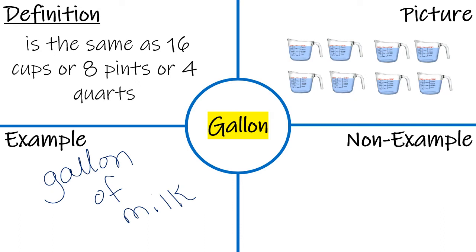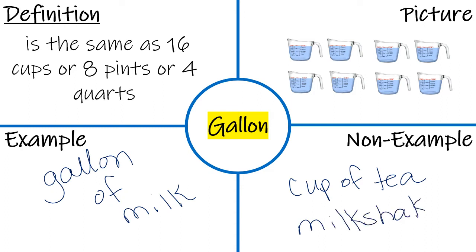So a non-example would be something small, like a cup of tea, or a milkshake you get from McDonald's, a small milkshake. That would not be a gallon. That would be a humongous milkshake. But any large things are measured in gallons, okay? Swimming pools are measured in gallons. Fish tanks, big bathtubs, all those things are measured in gallons.